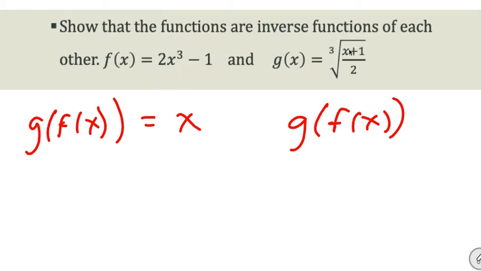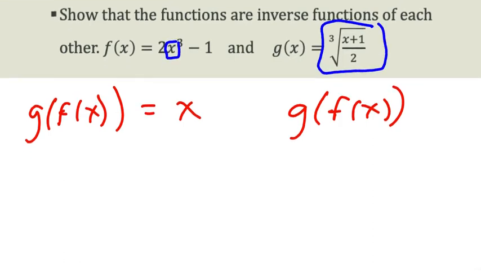That would require you to take this whole thing right here and bring it over here and plug it in for x. Doesn't matter. You do whichever one you want to. Show that it's equal to x. Okay, so I'll just write out the work here.